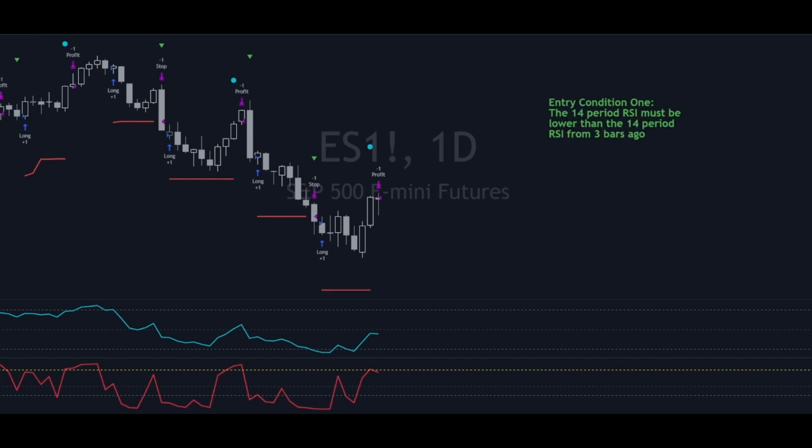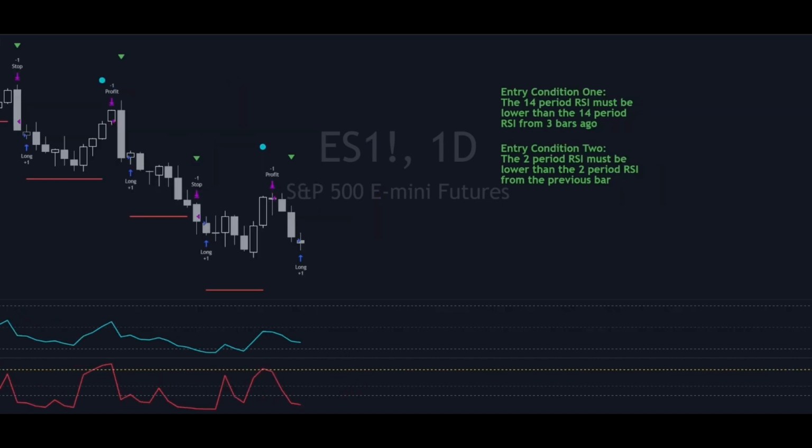Entry condition 1 is that the 14-period RSI must be lower than the 14-period RSI from 3 bars ago. Entry condition 2 is that the 2-period RSI must be lower than the 2-period RSI from the previous bar. Now, in this example, you can see on the current bar we are entering a long position.